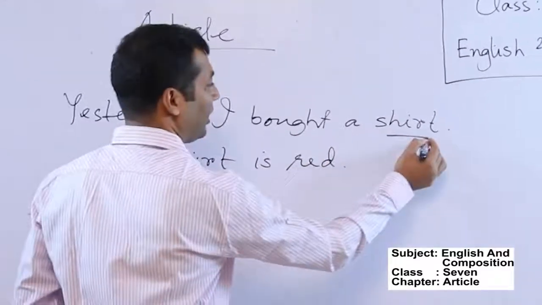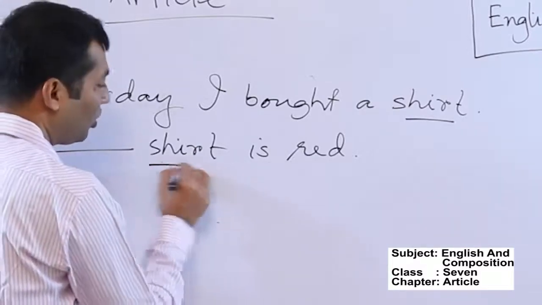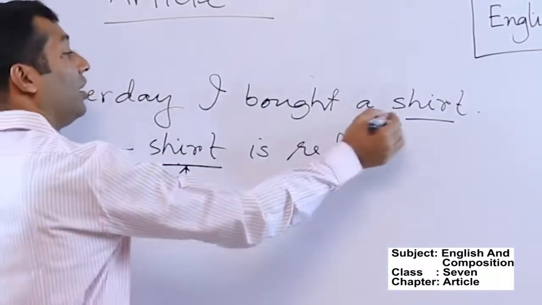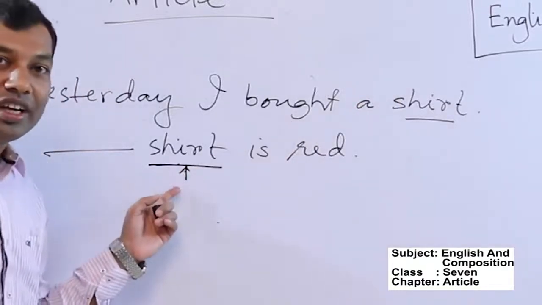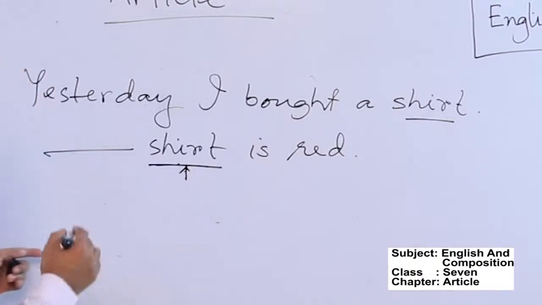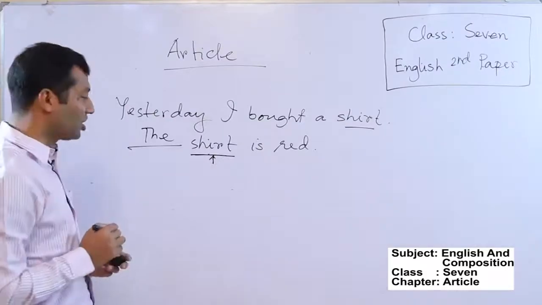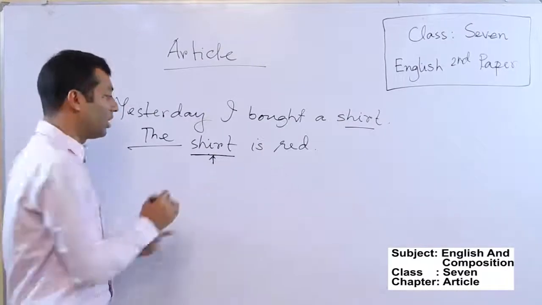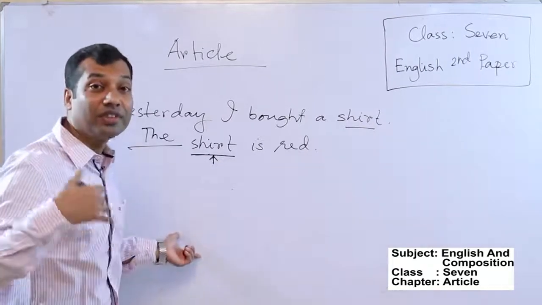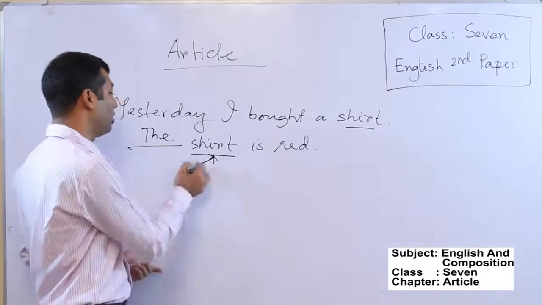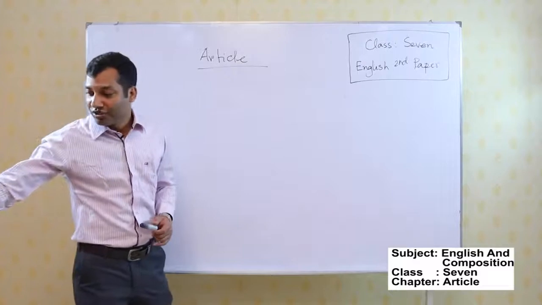Yesterday I bought a shirt. Here a shirt has been used, and in the second sentence, this shirt is red. So this word is already referred to. This is the second time. When we use the same noun for the second time, we need to use the article the. Because when I am using this word for the second time, it becomes definite, so we need to use the article the. Understand? Now come to the next rule.